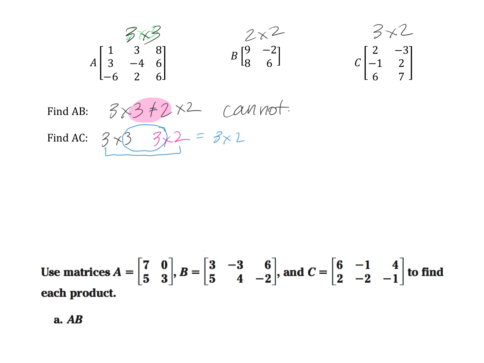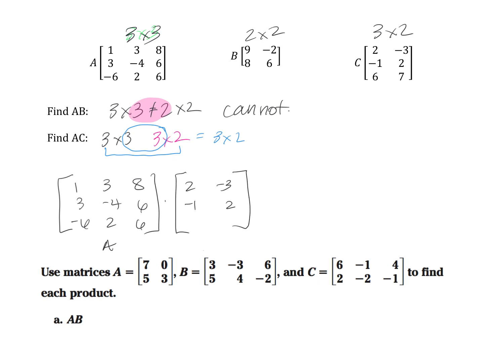Okay, so we've set this up a little bit. Here's what I need you to do. We got to bring down A, and we got to bring down C in the order that they want us to multiply them. A times C. So I'm going to bring down A, and I'm going to write all this out. 1, 3, 8, 3, -4, 6, -6, 2, 6. Very annoying. That was A. Times my C. C was a 3 by 2. There's my A times my C. And it's going to equal a 3 by 2. 3 rows, 2 columns. I like to set up my answer space because it's going to help.